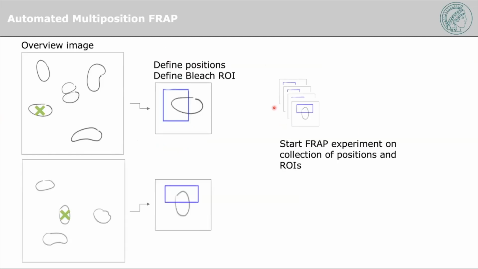Again, we find an overview image, find cells that are interesting, define positions and a bleach ROI, and put them in a list of things we want to do. In this list, we say about 20 to 25 cells, so that we can image them within a 5 minute time interval. When we have found all the cells, the protocol starts and goes to every position, does the normal FRAP experiment, and records the recovery for over 5 hours.